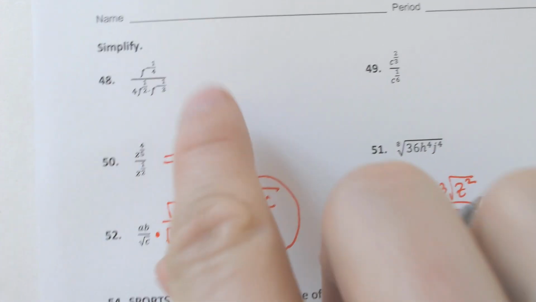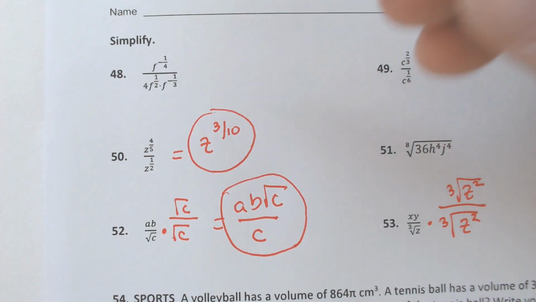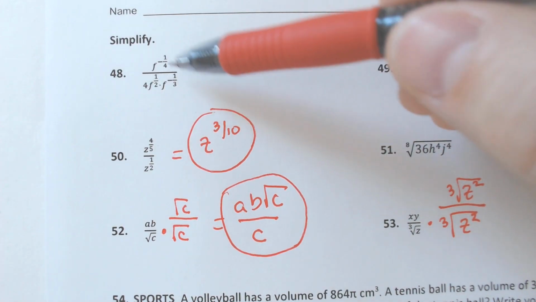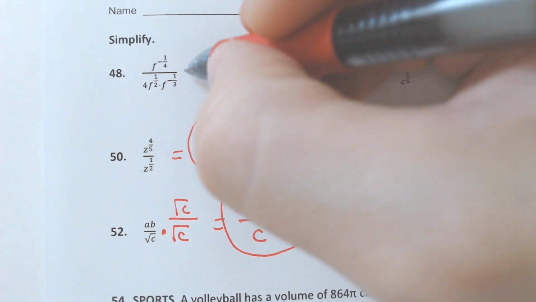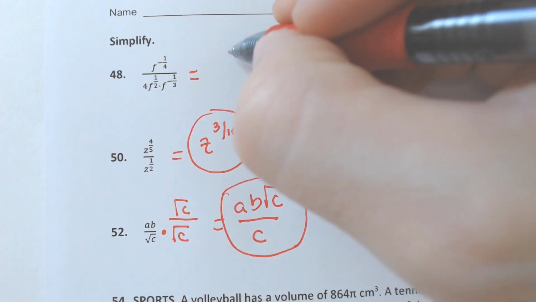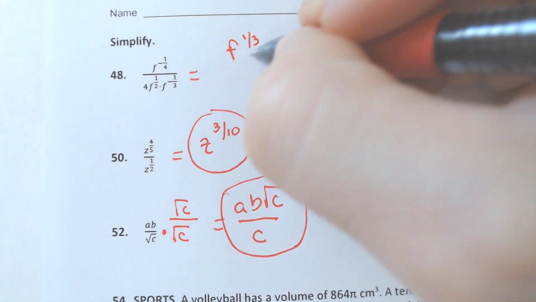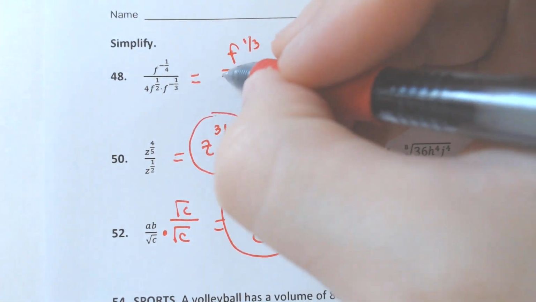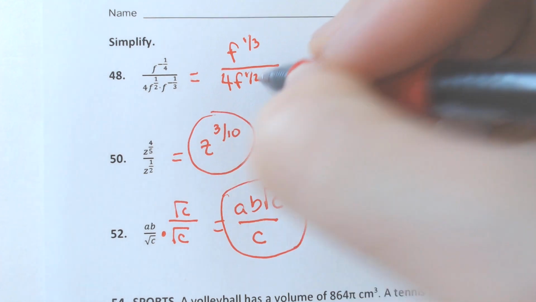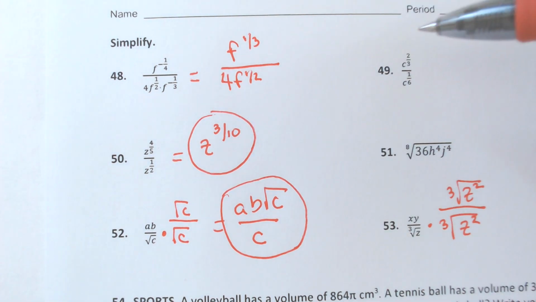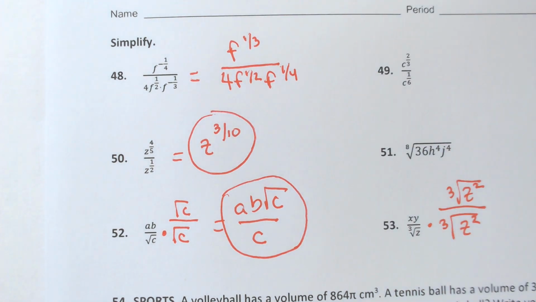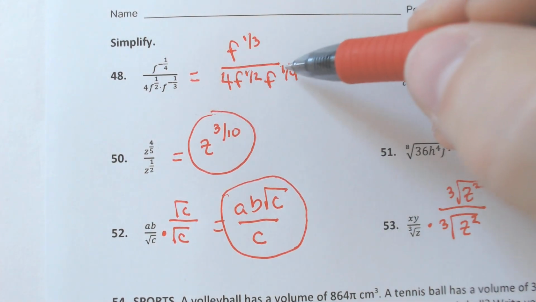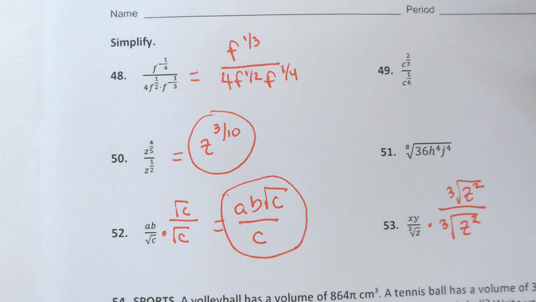All right, 48, last one, and I'm done. We got f to the negative 1/4. We got f to the negative third. We need to flip-flop both of those for our first step. So this is going to be f to the 1/3 on the top. The bottom is going to be 4f to the 1/2. That 1/2 is not negative, so it stays positive. And then f to the 1/4 on the bottom, because it would continue to be positive once you move it.